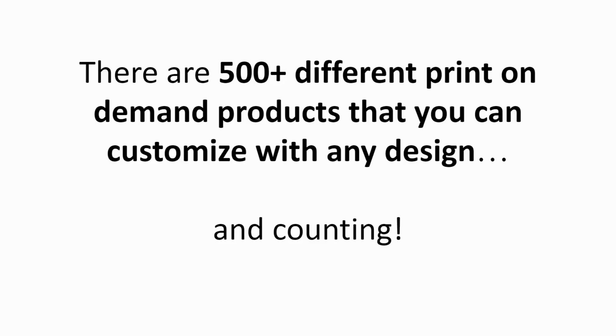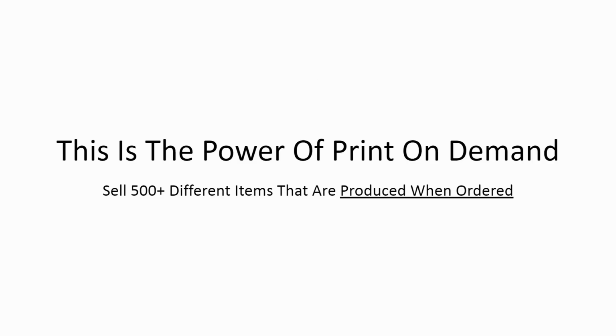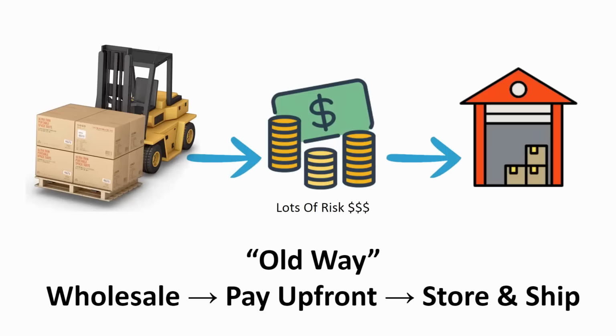It started with just t-shirts, just apparel. Then we got into artwork. Now we have all these crazy different products, and I'll go over some in a bit. But it's really just evolved into pretty much an entire brand can be run just on print on demand. And that's really the power of it, right? We're going to be able to sell over 500 different products that are produced when ordered, right? Print on demand. The product is printed when it's demanded. Okay, that's print on demand.